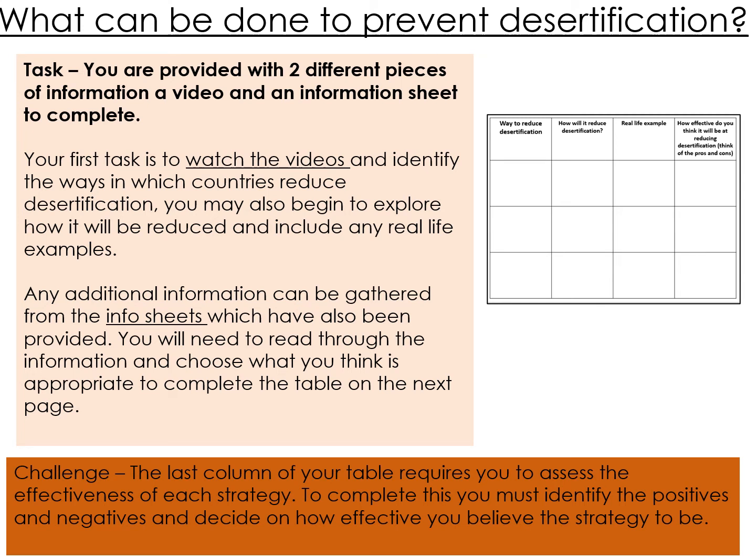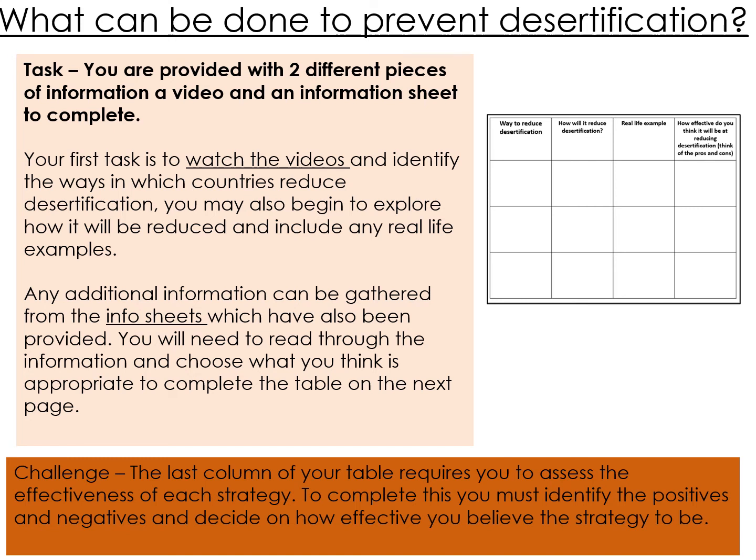The second task requires you then to read through the additional information sheets and gather any other information which you could input into the table. So the text goes into a little more detail about the different ways that we can reduce it. Once you've completed the table, you'll see that there is a 4th column which says how effective do you think it will be to reduce desertification.